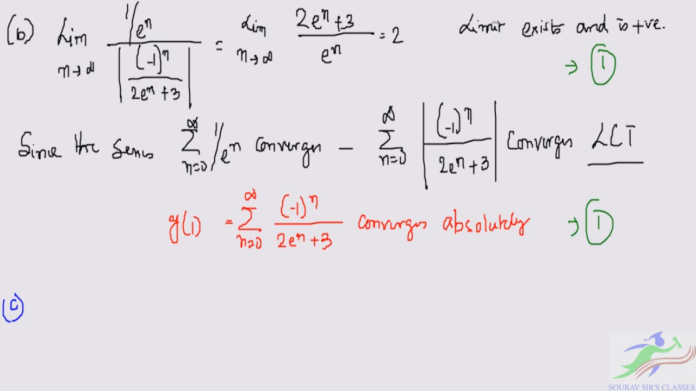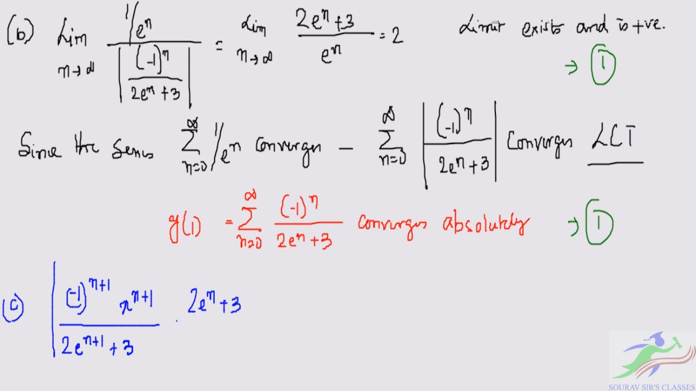So it will be now mod of (-1)^(n+1) x^(n+1) divided by 2e^(n+1) + 3, divided by (-1)^n x^n over 2e^n + 3. So that is setting up the ratio.